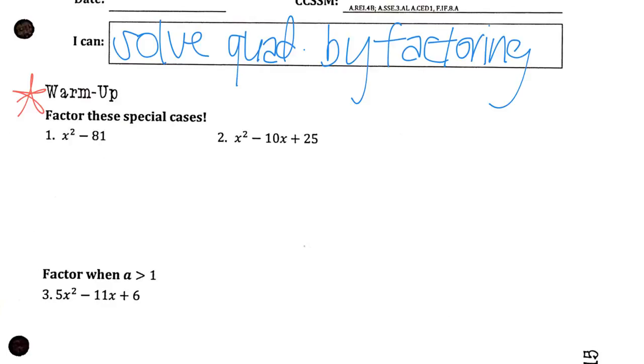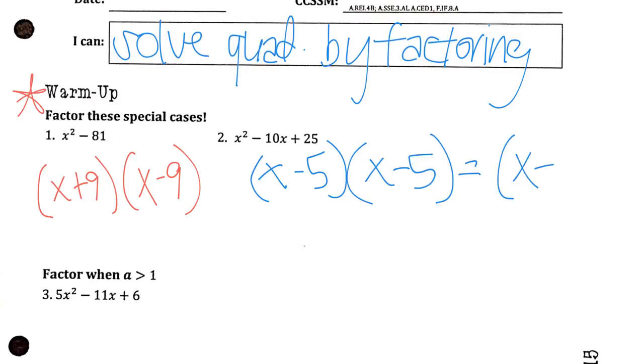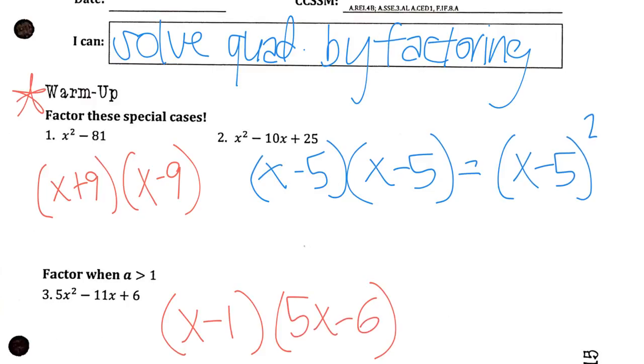So to go over these, your first one, x squared minus 81 gets factored into x plus 9 and x minus 9. For number 2, factors into x minus 5 times x minus 5. And remember, the simplest answer is to write this as x minus 5 squared. The last example factors down after I take out the trash to x minus 1 times 5x minus 6. And I'll go over some more in-depth answers on how to factor when a is greater than 1, because that's really what we're working with today.